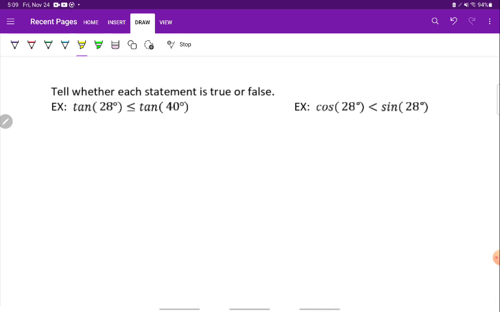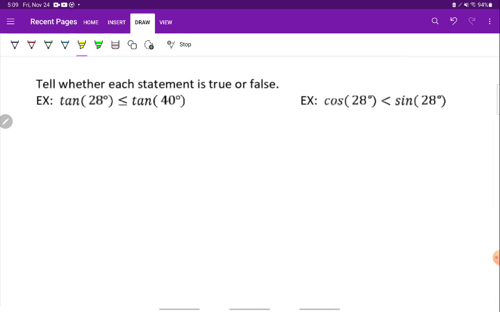All right, well, we're just going to use those facts that we came up with about how sine, cosine, and tangent increase and decrease to determine whether each statement is true or false. So this is saying that tangent of 28 degrees is less than or equal to tangent of 40 degrees.